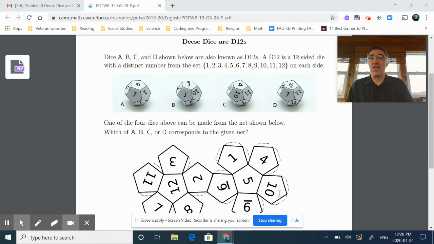Welcome back, folks. We are looking at this week's problem of the week for grade 5-6 once again. And this problem is coming from the Center for Education in Mathematics and Computing.